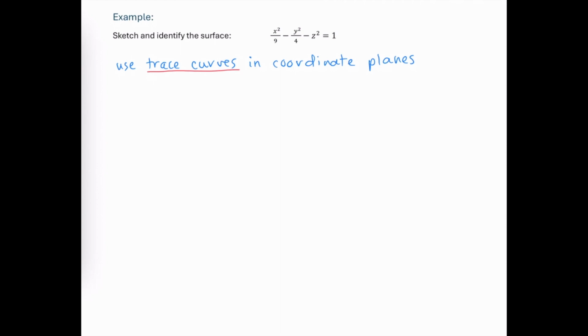So the first thing let's look at is the xy coordinate plane, and in order to determine the trace curve in the xy plane, we're going to look at the equation of the xy plane, which is z equal to 0, and use that as a substitution in the quadratic surface equation to see what that intersection curve is. When we plug z equal to 0 into the equation, we get x squared over 9 minus y squared over 4 equal to 1, and we hopefully recognize this as a hyperbola, so we're going to get a hyperbola in the xy plane.